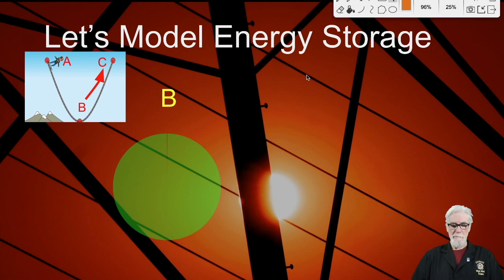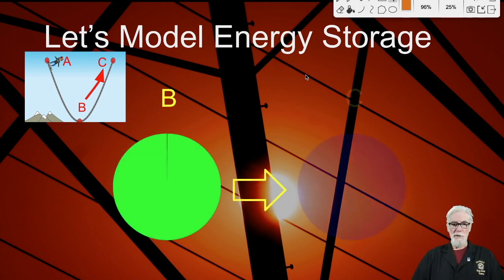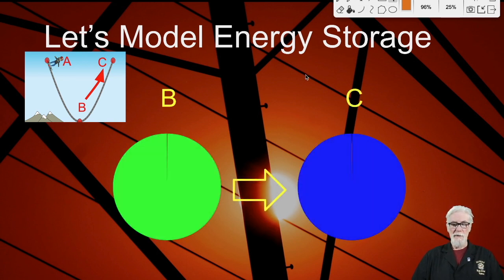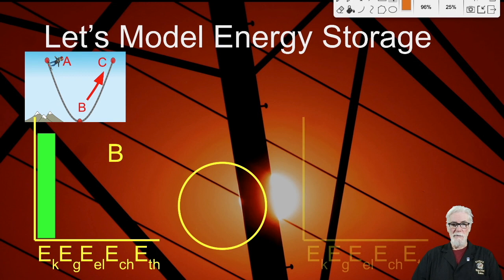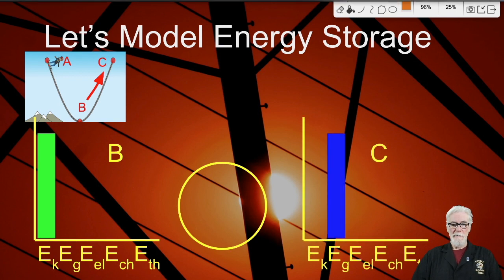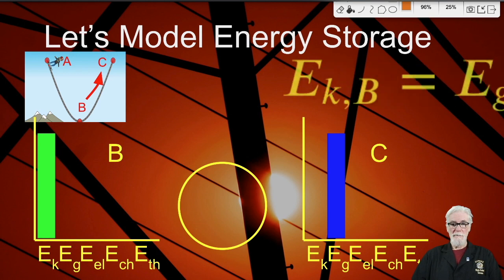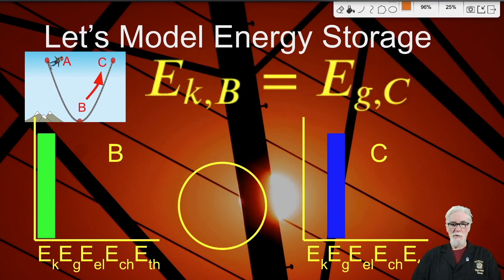Now let's look at B to C. At first all the energy is stored as kinetic, then it's all stored as gravitational, so it changes from all green to all blue. LOL chart is kind of the opposite of from A to B. There's a bar for EK, and then when she gets to C, there's a bar for EG that's just as high. Symbolically, EK at B equals EG at C.